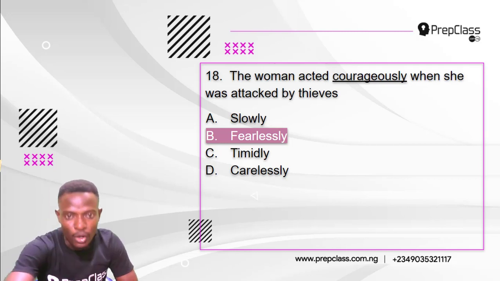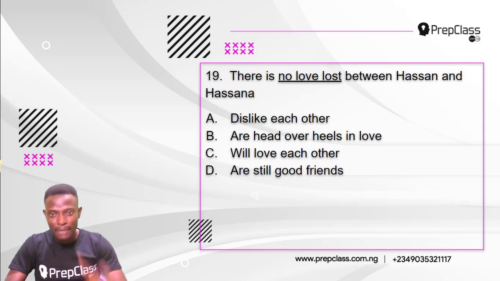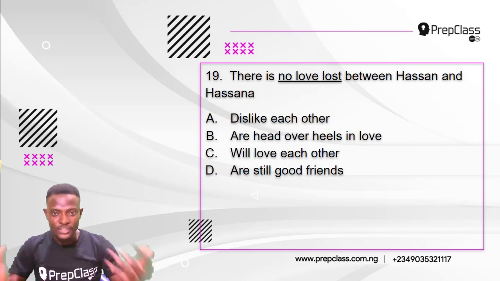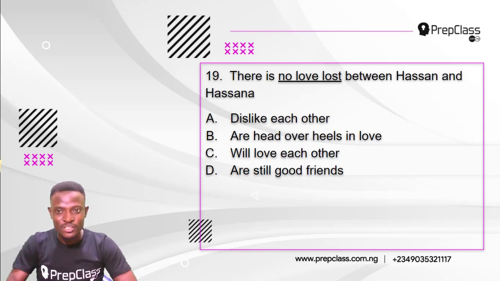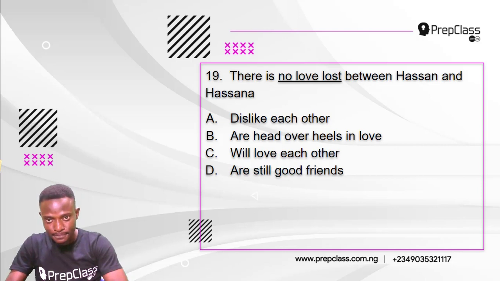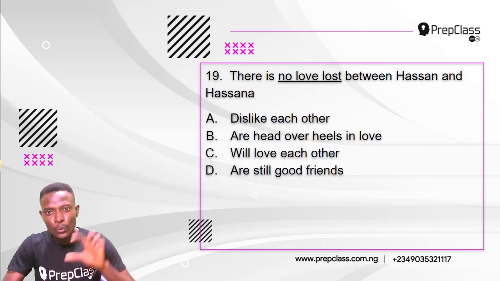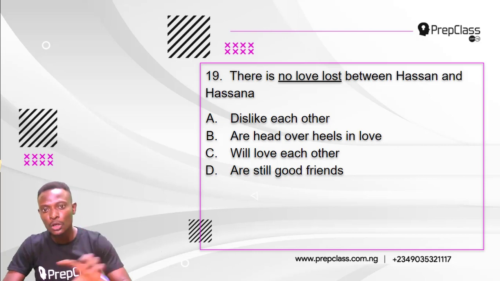Right. Moving on, question 19. Remember, we are to select the option that has the nearest meaning to the underlined word or phrase. Question 19 reads, there is no love lost between Azan and Azana. The underlined phrase here is no love lost. So which option has the nearest meaning to no love lost?